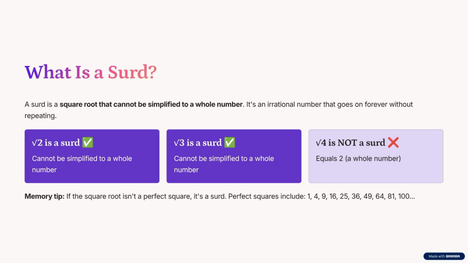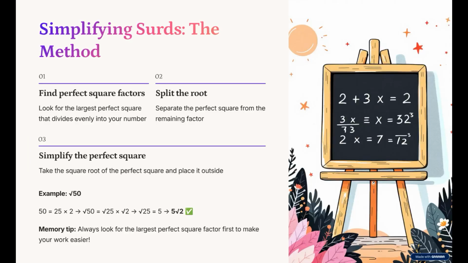So, remembering the perfect squares really helps when identifying surds. Take a moment to picture the numbers 1, 4, 9, 16, 25 in your head. These are the safe numbers that won't make a surd. Anything else under a root? That's your surd.